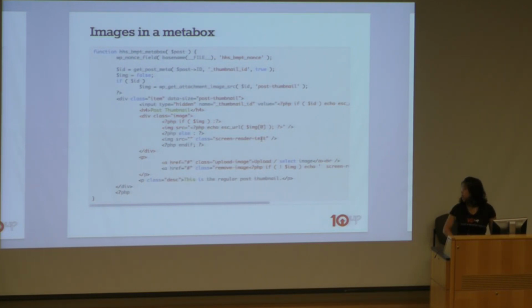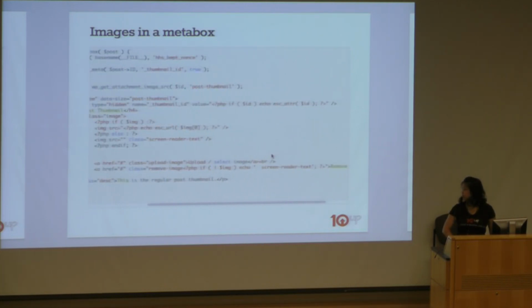And then we have links. Links for uploading, selecting the image, and removing it. The upload one will then trigger the thickbox overlay. And then the remove one clears out the source of the image and the hidden input.